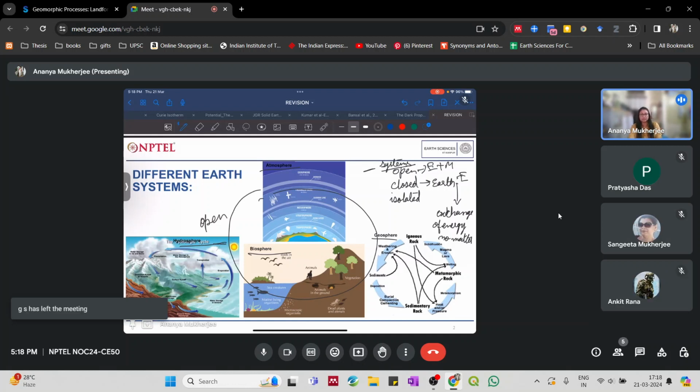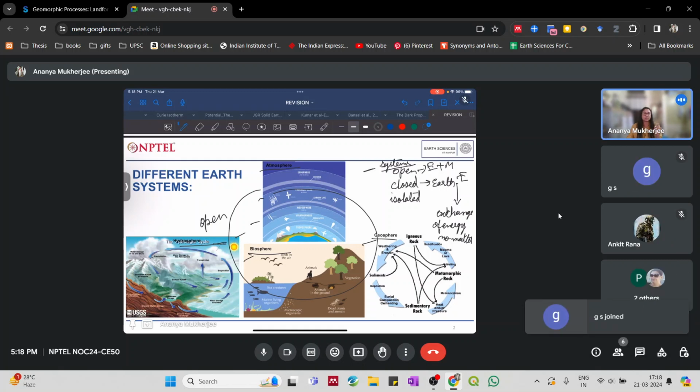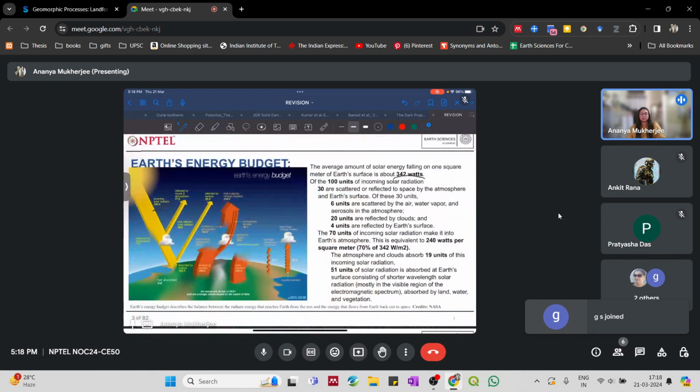But all these different systems or spheres of the Earth that we see, these are all open systems in nature. There is exchange of both energy and matter. Okay, so all these four open systems together make up the Earth, which is a closed system. Okay, next we come to Earth's energy budget.